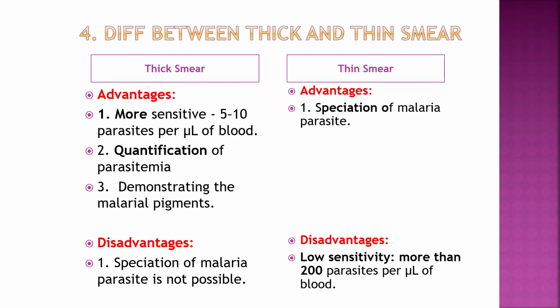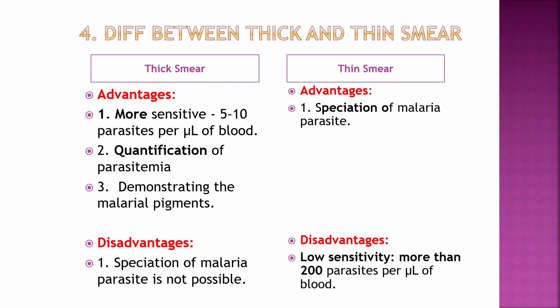Thick smear advantages: it is more sensitive. When only 5 to 10 parasites per microliter of blood are there, you can see the parasites. The quantification of the parasites, that is the parasitic index, you can make out from the thick smear. It also demonstrates malarial pigments like Schüffner's dots and Zeeman pigments in the different species of malaria. The disadvantage of the thick smear is that species identification is not possible.